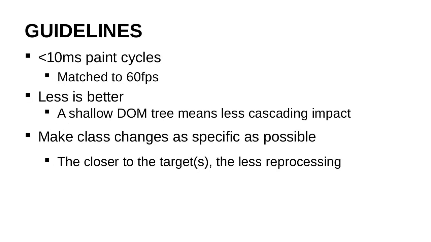With that in mind, let's take a look at some guidelines and goals to strive for as we work through optimizing our site with regard to the paint cycle. The first and most important thing to know is that we're really aiming for less than 10 milliseconds per paint cycle. This is because you have about 16 milliseconds for each monitor frame. Monitors in general refresh at about 60 frames per second, and so keeping our cycles under 10 milliseconds means there's no lag or jerkiness as the browser updates.